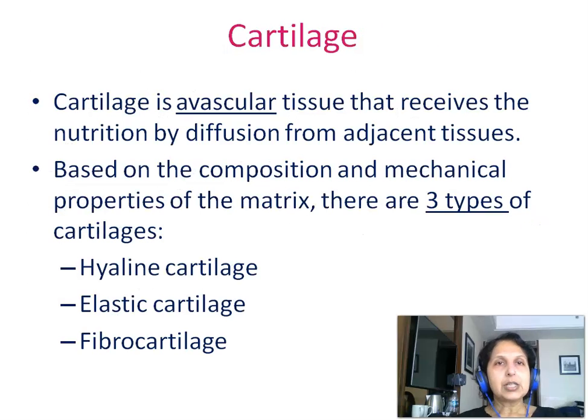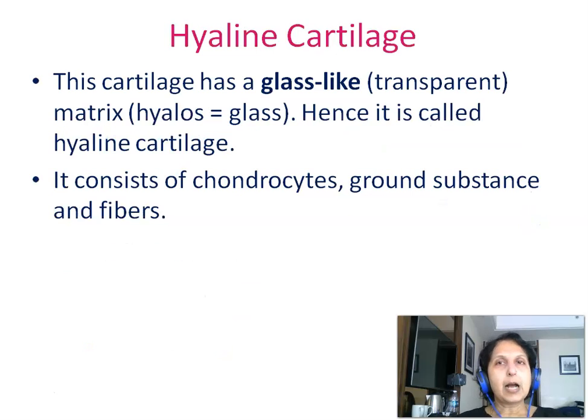Now, cartilage is an avascular tissue that receives nutrition by diffusion from adjacent tissues. And based on the composition and mechanical properties of the matrix, there are three types of cartilages: hyaline cartilage, elastic cartilage, and fibrocartilage. Hyaline cartilage. This cartilage has a glass-like or transparent matrix, hyalos meaning glass. Hence it is called hyaline cartilage.